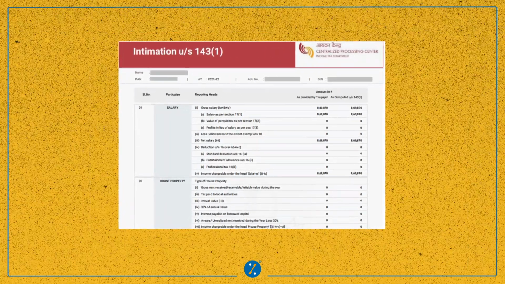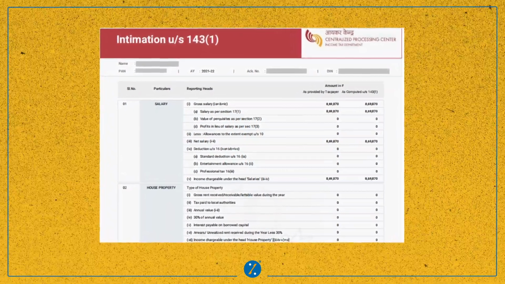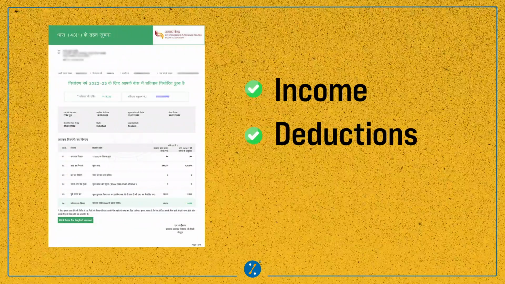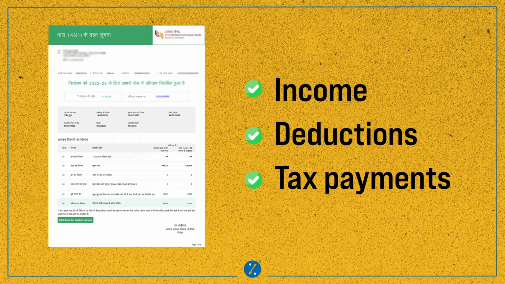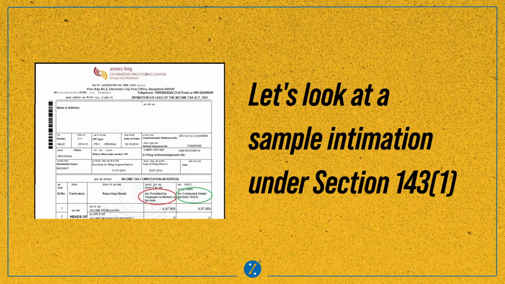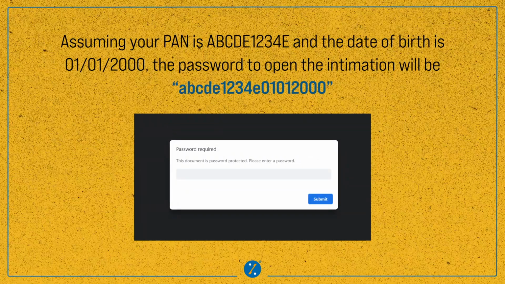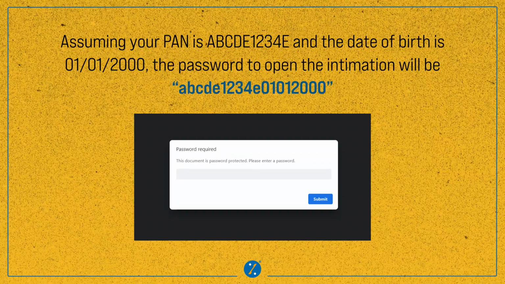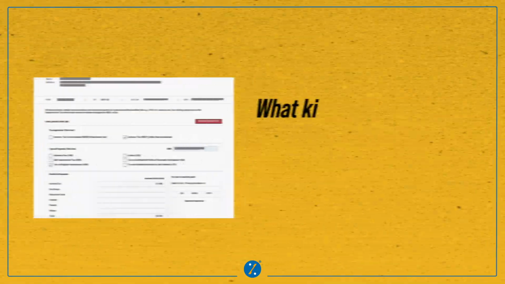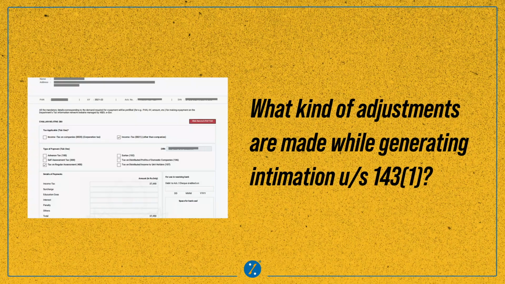The preliminary assessment involves a thorough comparison of data provided by the taxpayer with the department's records, covering various aspects such as income, deductions, and tax payments. Let's look at a sample intimation under Section 143(1). The password to open this file is a combination of PAN in lowercase followed by your date of birth in DDMMYYYY format without spaces.